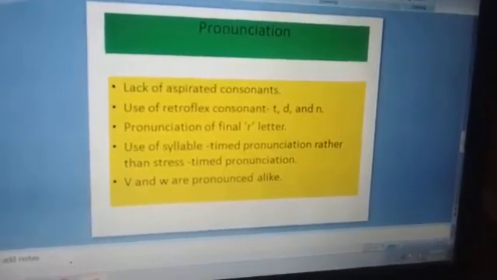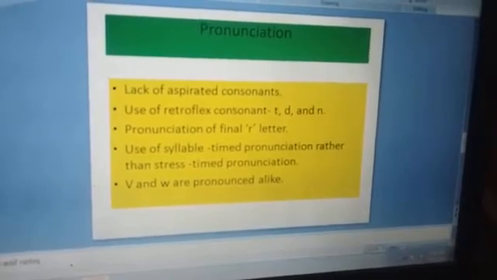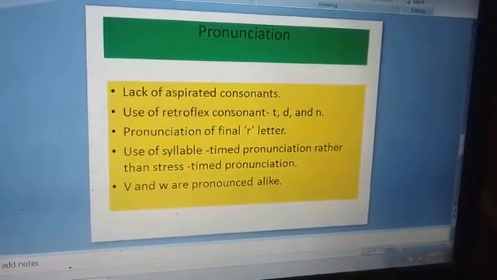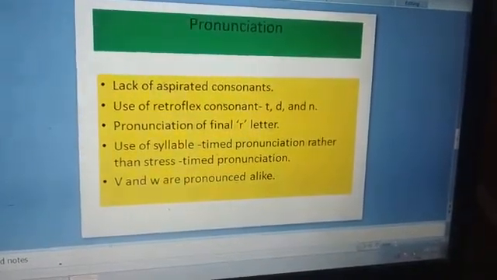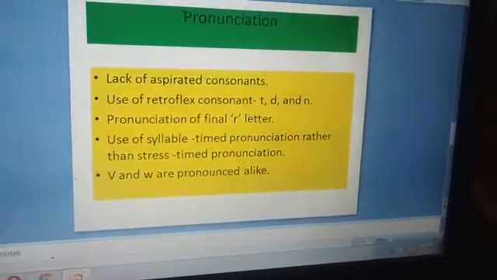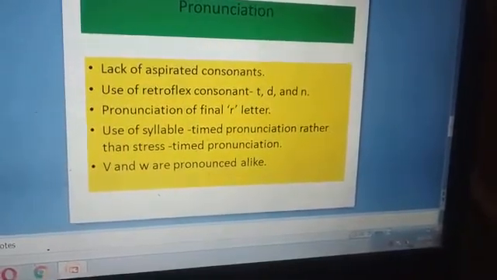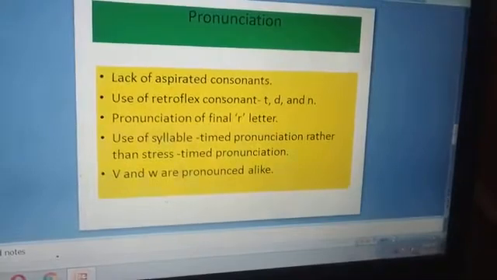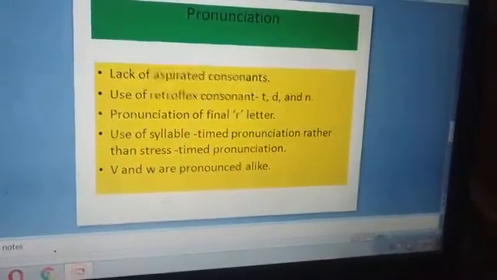Then the other distinguishing feature in pronunciation is the use of retroflex consonants t, d, and n. We pronounce these, but these sounds are not found in British English. Then Indian English has the general tendency of pronouncing the final R letter, which is not found in British English. And then use of syllable timed pronunciation rather than stress timed pronunciation is a feature of Indian English. And we find that the letters V and W are pronounced alike mostly by us.